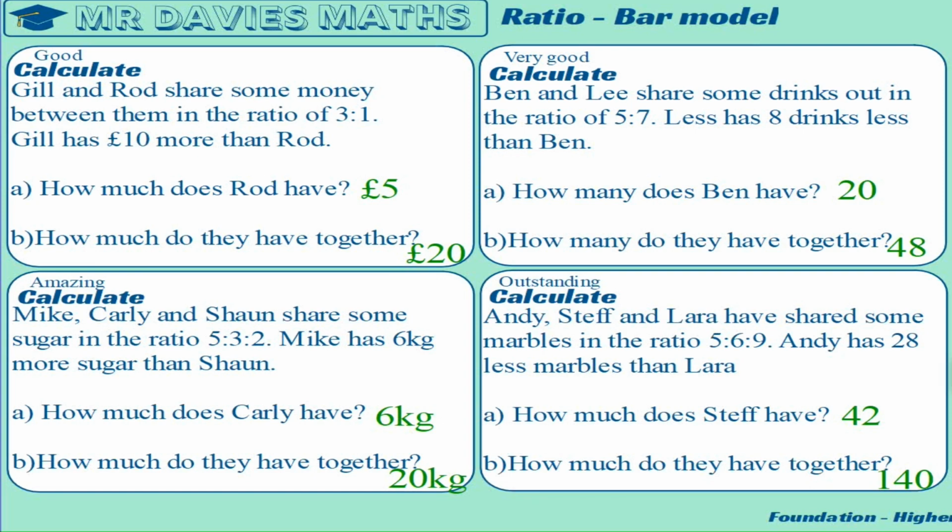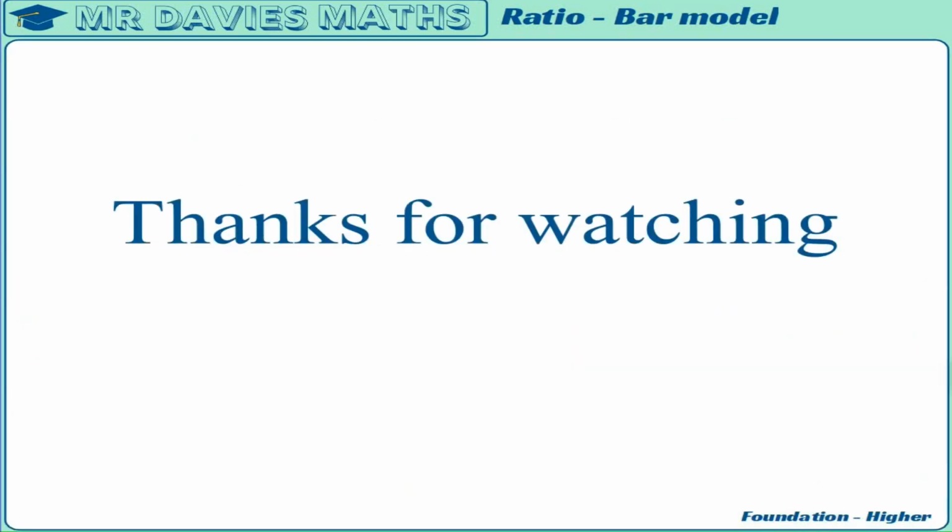Again, when you can see these boxes being drawn out, they are very straightforward. You just need to be good at multiplying, you need to be good at dividing. And to be honest, that's all you really need to know about sharing with the ratio bar model.